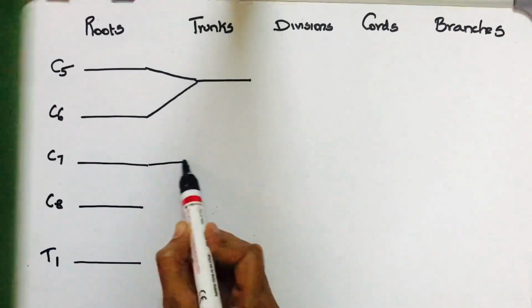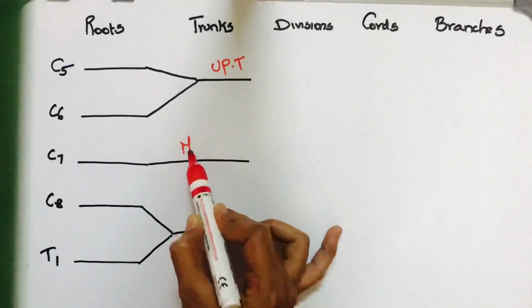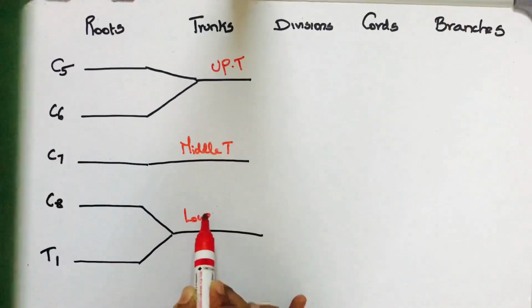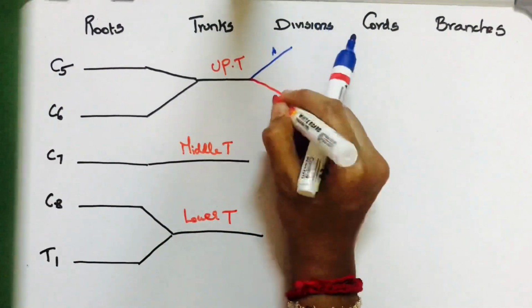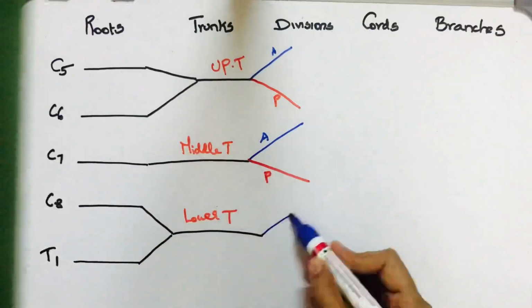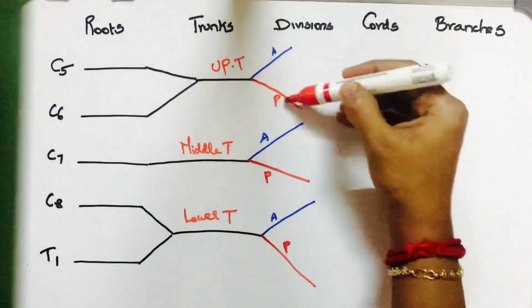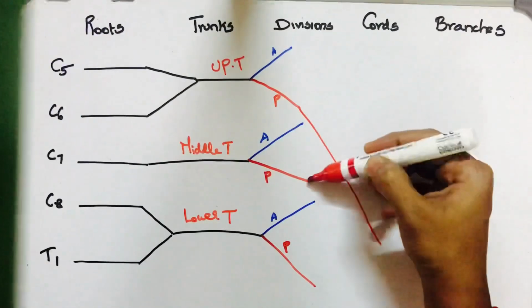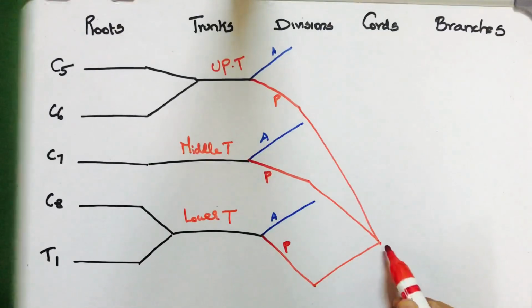So the roots are C5 to T1. C5 and C6 form the upper trunk, C7 alone the middle trunk, C8 and T1 form the lower trunk. Each trunk further divides into anterior and posterior division. Now join all the posterior divisions and this forms the posterior cord.